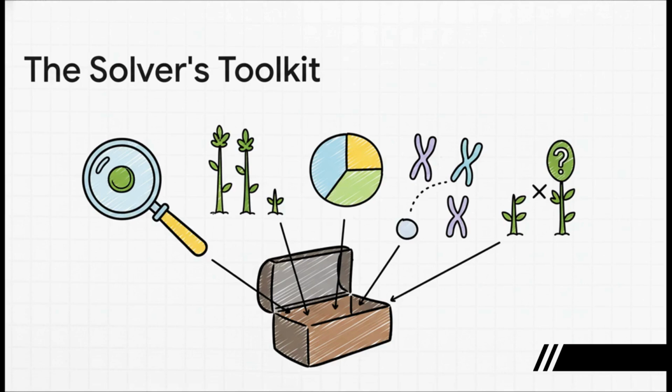And now for your quick revision. Here's your toolkit. Burn this into your memory. A monohybrid cross tracks one trait. Phenotypic ratio is 3 to 1. Genotypic ratio is 1 to 2 to 1. Alleles separate because of segregation, and one allele masks another because of dominance. You master these 5 points, you've mastered the basics.